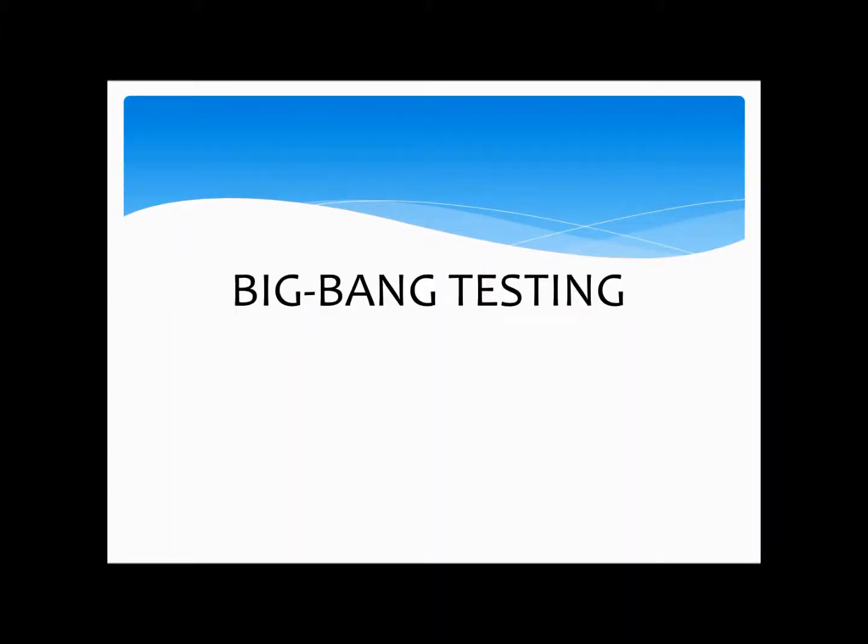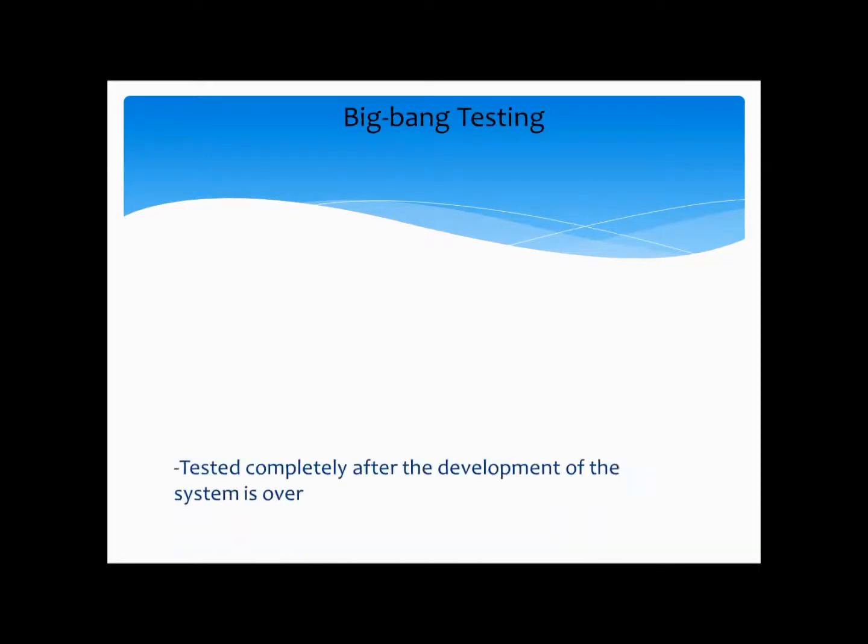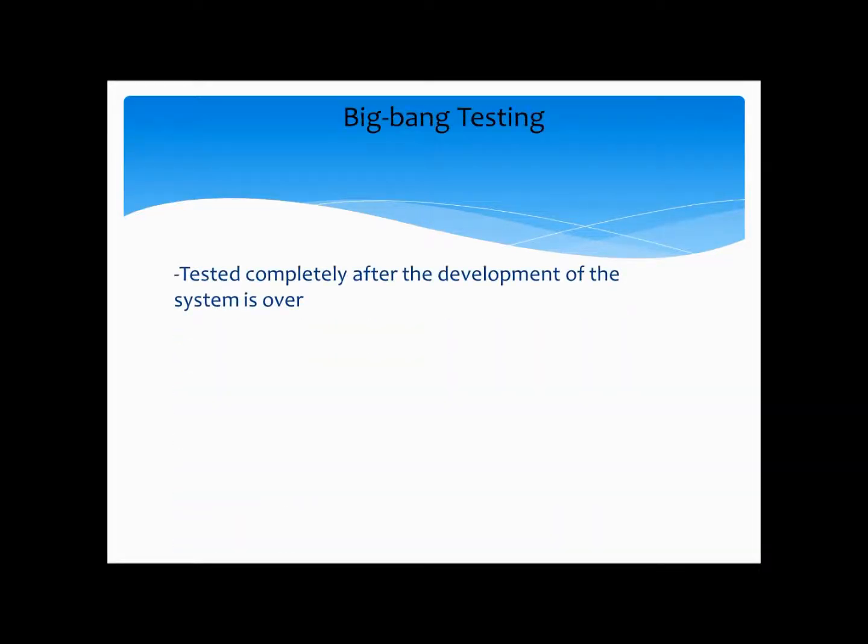The fourth type of integration testing is Big Bang testing. Big Bang testing is done completely after the development of the system is over. It includes a huge amount of random testing that may not be repeatable.